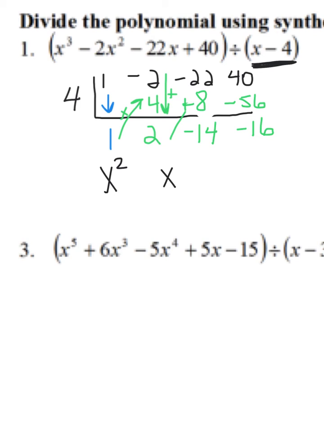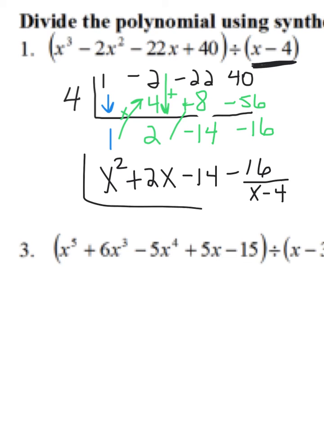So the numbers that are down here, these numbers right here, are my coefficients. So the first one's just x squared, 1x squared. The next one's going to be plus 2x. The next one's going to be minus 14, that's my constant. And then I have a remainder of -16. And so I'm going to write minus 16 over my divisor. My divisor was x minus 4. And that's my answer.